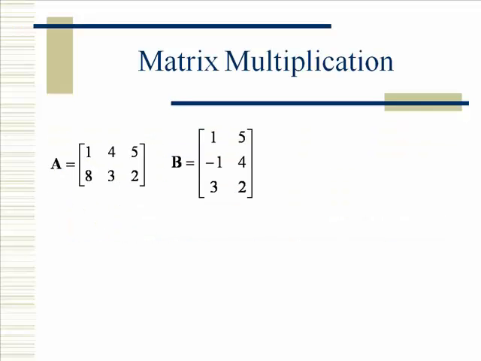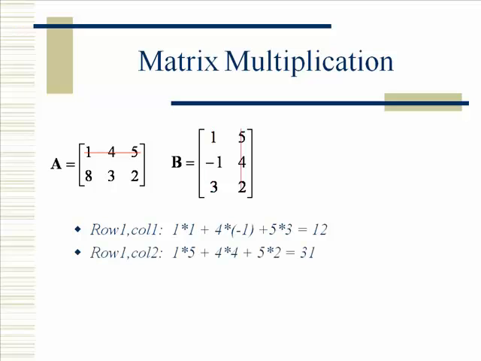So I want to multiply matrix A by matrix B. So I'm going to take the first row times the first column. 1 times 1 plus 4 times negative 1 plus 5 times 3. When I do that much, I'll get 12. Then I'm going to take the first row times the second column. 1 times 5, 4 times 4, 5 times 2 for a total of 31.